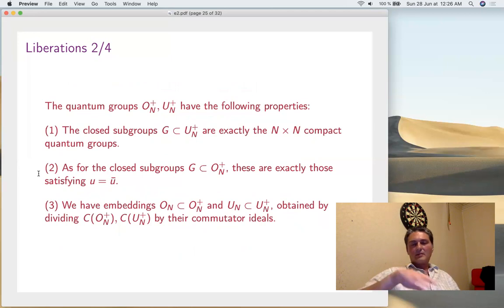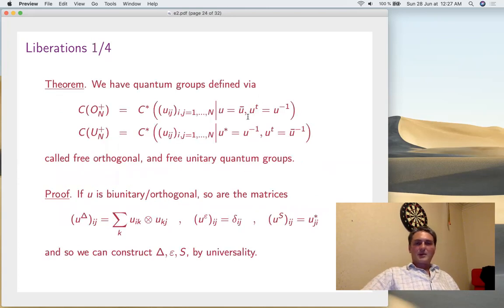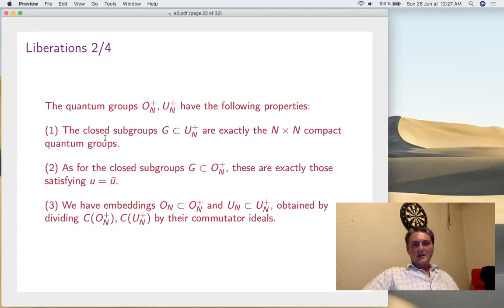Well, in the orthogonal case, I mean, if you want your quantum groups to be orthogonal, meaning U equals U bar, you get into ON plus. Of course, you have embeddings ON plus into UN plus. This follows from 1, 2, actually. But these are obtained by dividing by the commutator ideals, if you want. These are what we call liberations. Why? Well, because of these formulas here. I mean, if you add the commutativity here and here, assume the coordinates commute, then you'll get exactly ON and UN. That follows from Gelfand, for instance. Okay, so these quantum groups have the same properties as ON, UN in the classical case.